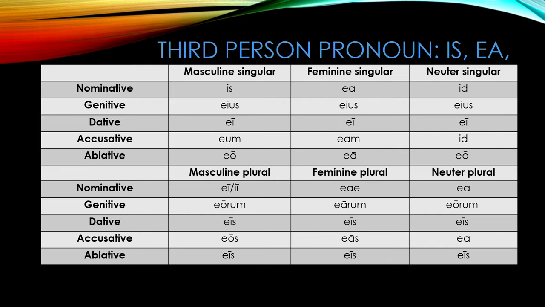In addition to being a personal pronoun, is, ea, id can also be translated as a demonstrative pronoun or adjective. Thus, is can mean both he and that man, ea, she and that woman, and id, it and that thing.